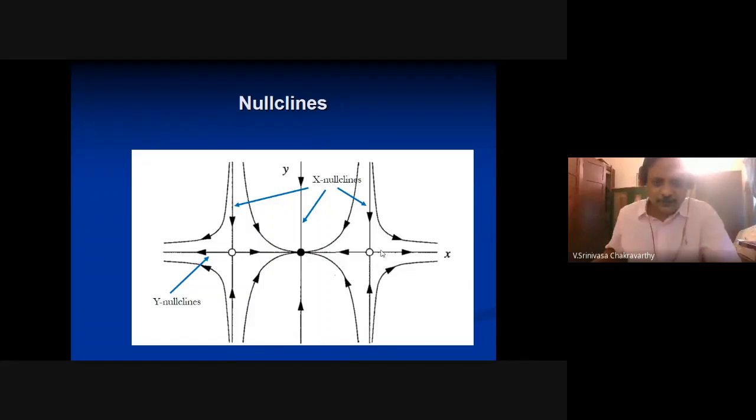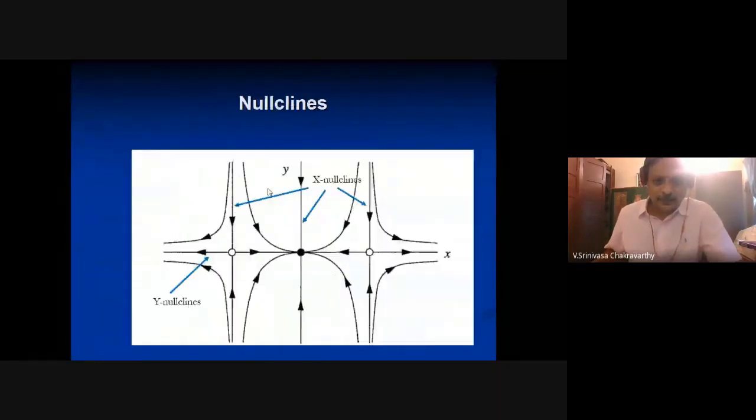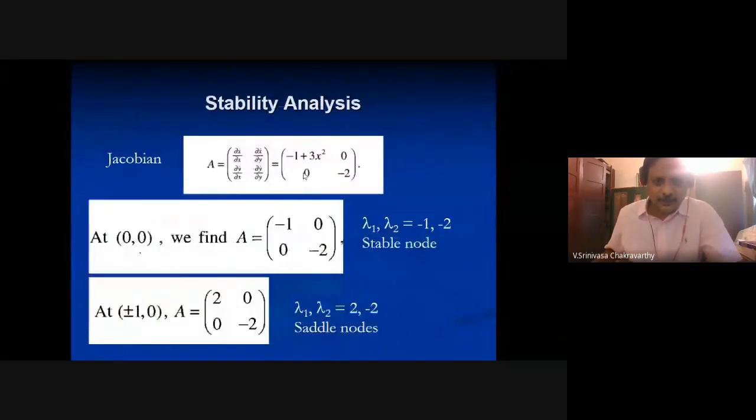So now we need to find out their stability. So how do you do that? Find the Jacobian. So basically take this system and differentiate around a fixed point. So in general, the derivative of this expression will be like this: minus 1 plus 3x squared, 0, 0, minus 2. Now, if you plug in the fixed point values, that is at the origin 0, 0, we find A is equal to this, which means eigenvalues are minus 1, minus 2. So both are negative and real. Therefore, it's a stable node. So origin is a stable node.